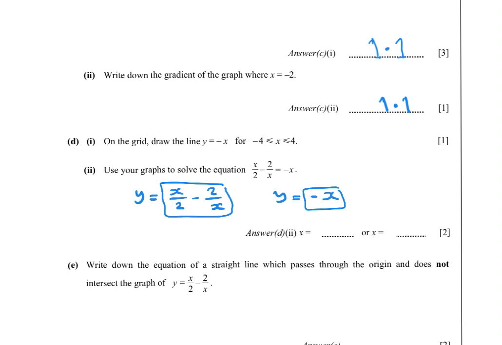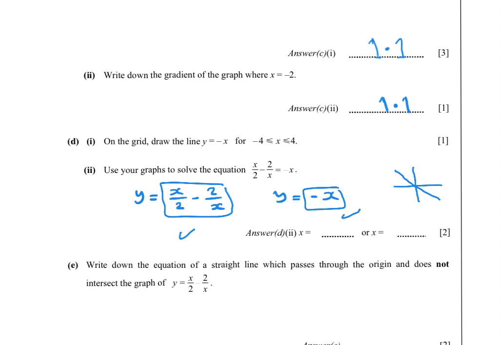Now, this graph is drawn for you, so you must draw this graph. Y equals negative x is a straight line, and we know that this line, with this x-axis and this y-axis, y equals negative x is a line. So you must draw this line and find the intersection between this line and the curve. Then you can find the x-coordinate for this point.